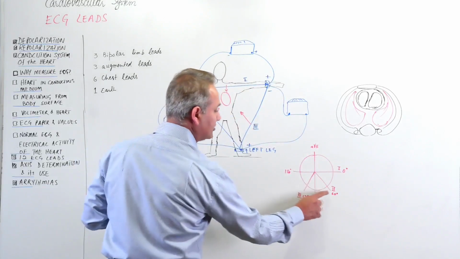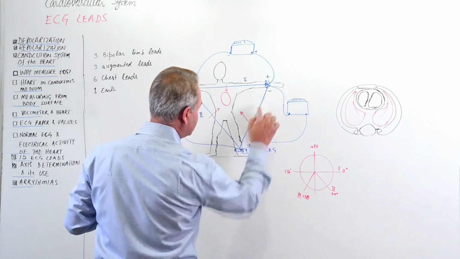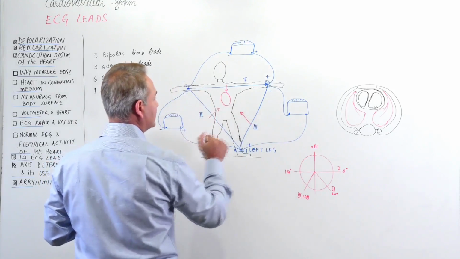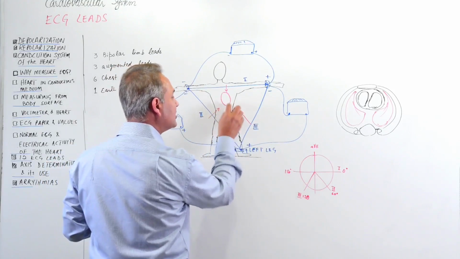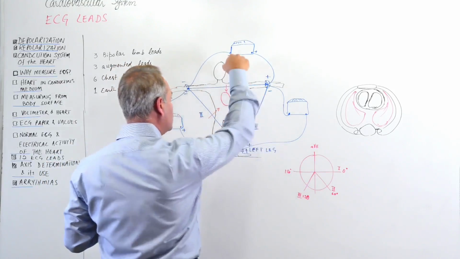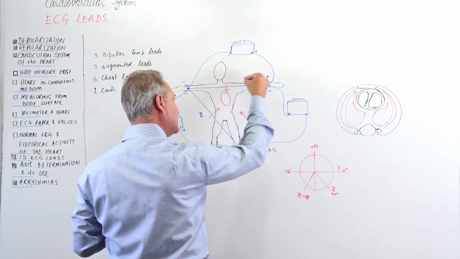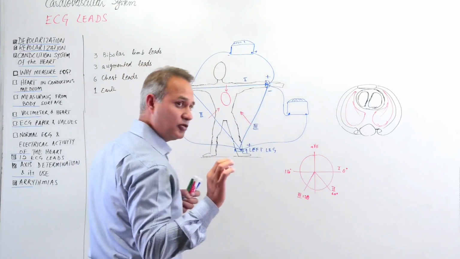What that means is this: look, lead 2, for example, looks up like this. Lead 3 looks up like this. So it looks really at the inferior side of the heart. Lead 1 looks across, and because the positive is on the left side, it looks almost from the left side. So that is how to interpret these.